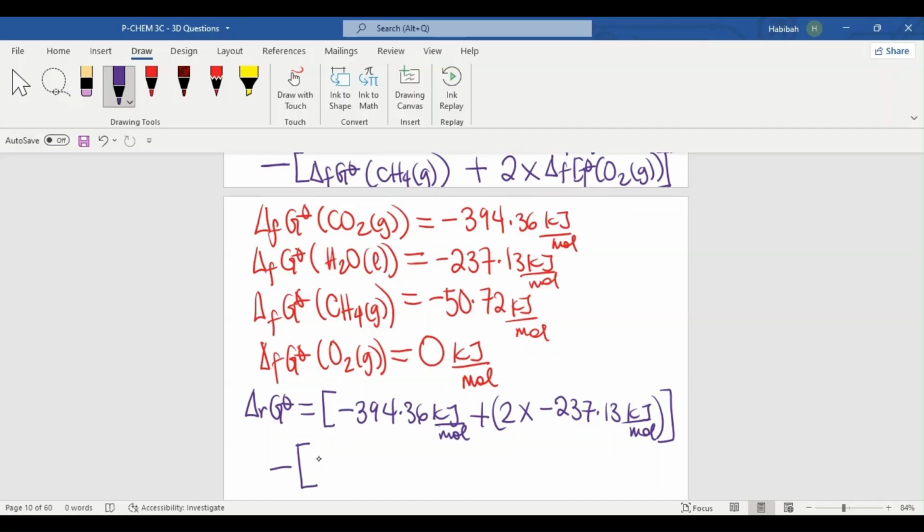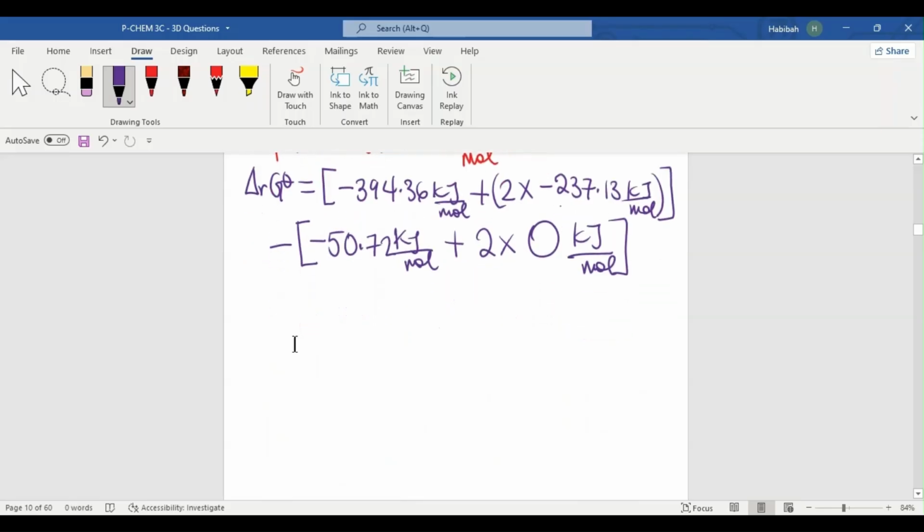so minus the Gibbs energy of formation for CH4, we know that to be simply negative 50.72 kilojoule per mole, plus 2 times the Gibbs energy of formation for O2 gas, which will just simply be 2 times 0 because that's what we have here. So 0 kilojoule per mole. Of course, now we have all of this information. We can just do the math.